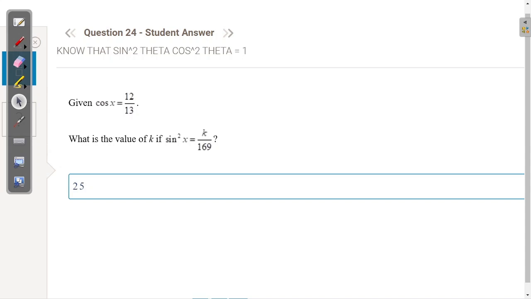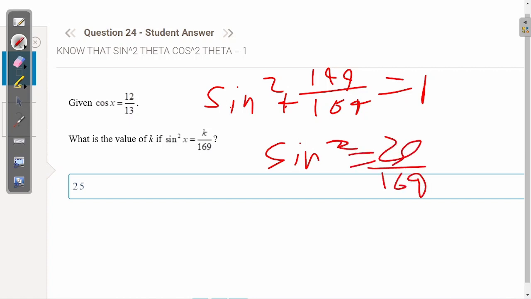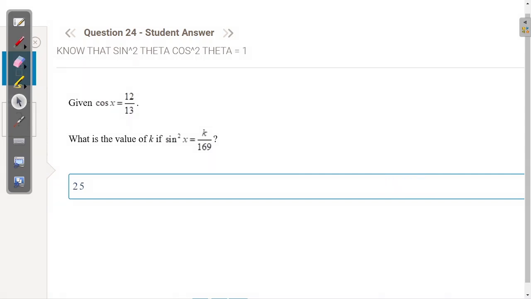Okay, so same thing, sine squared plus cosine squared is what? 12 over 13 squared is what? 144 over 169 equals 1. 1 minus 144, or 169 minus 144, it will be sine squared equals 25 over 169. That's the answer because they don't want sine, they want sine squared.